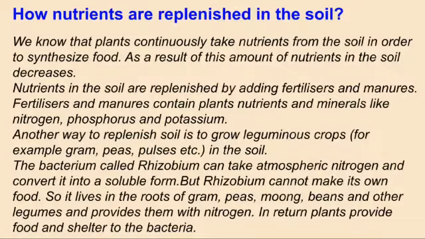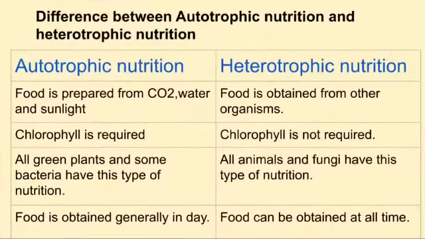But rhizobium cannot make its own food, so it is dependent on other plants. It lives in the roots of gram, peas, mung, beans and other legumes and provides them with nitrogen, and in return the plants give food and shelter to the bacteria.